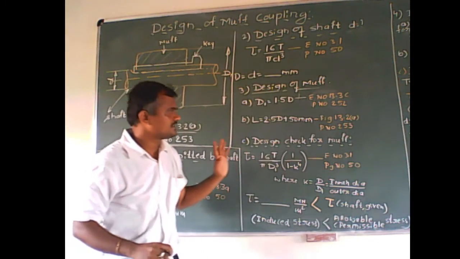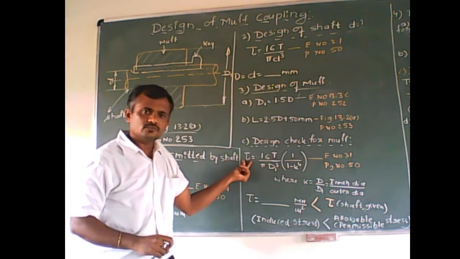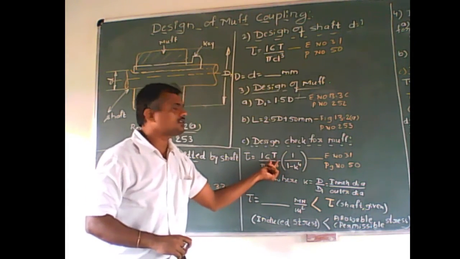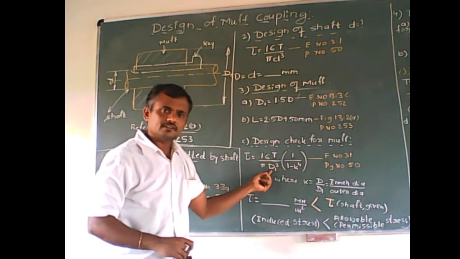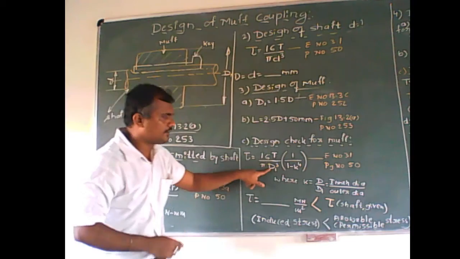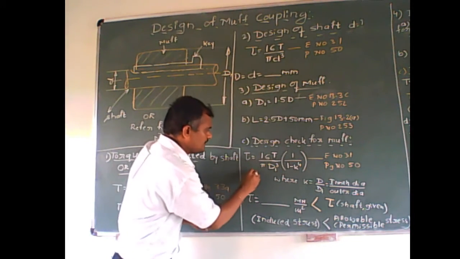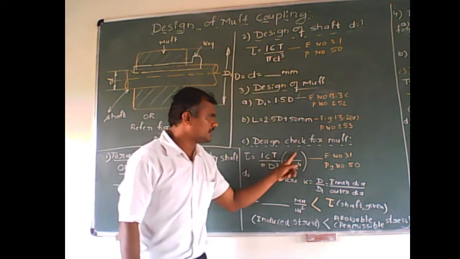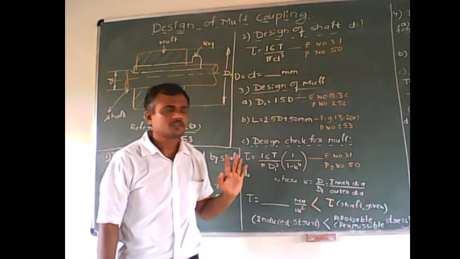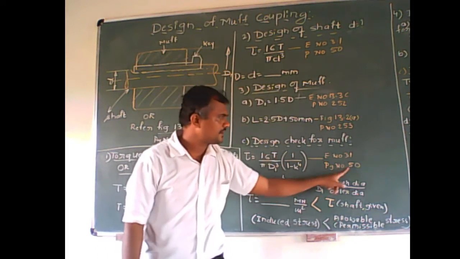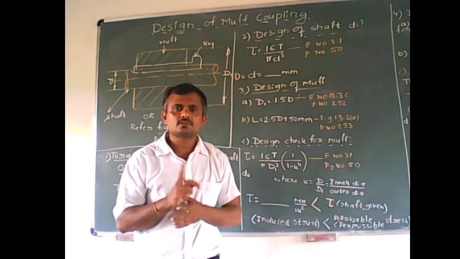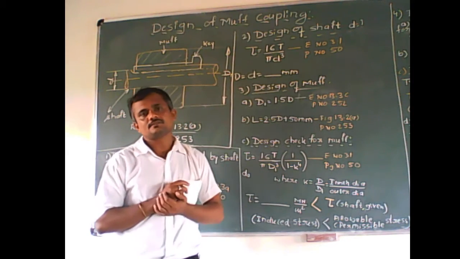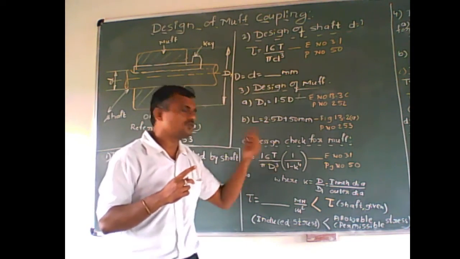I have taken this as the design check for the muff. As you know, we can use this equation: tau is equal to 16T divided by pi into D outer cube, into the bracket 1 minus k raised to 4. Actually, it is D1, so this is D1 cube that I have taken, instead of D outer cube. It is equation number 3.1 of page number 50. But dear students, you can make a note here that instead of D outer, I took it as D1. Otherwise, if you take it as D outer cube, no problem at all.